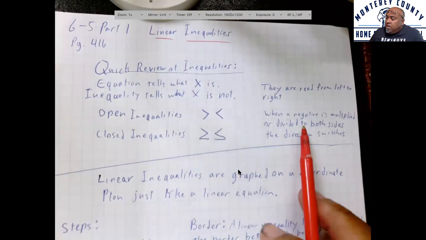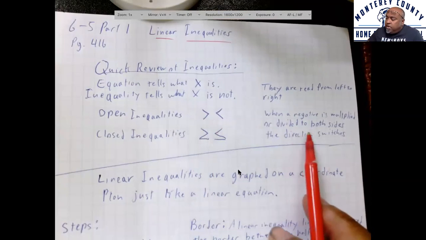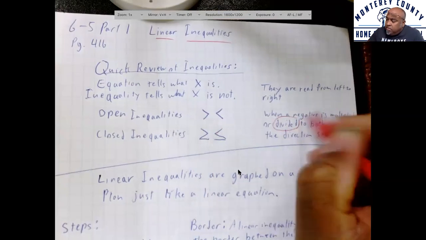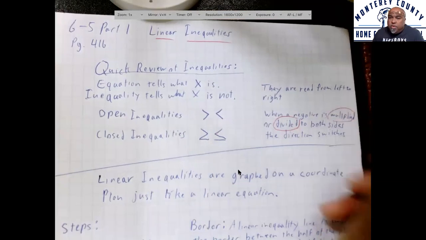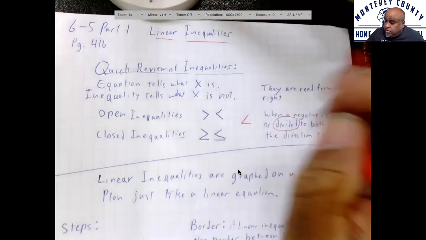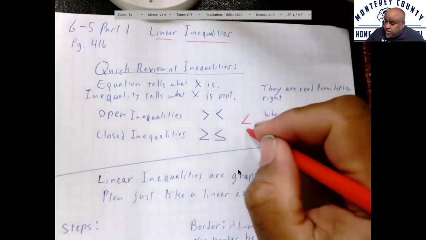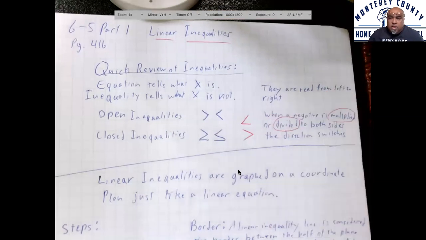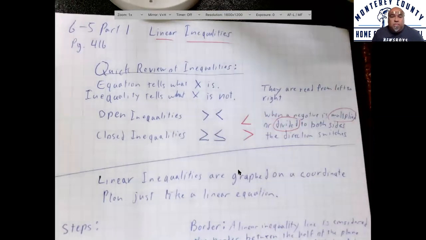When a negative is multiplied or divided to both sides, and I'm going to circle these terms, multiplied and divided, the direction of the inequality switches. So for example, if you had this and you multiplied or divided to both sides, then you would change it to this, okay? Now, other than that, inequalities work pretty much the same as equations do, okay? You use isolate, opposite, and both to solve inequalities.